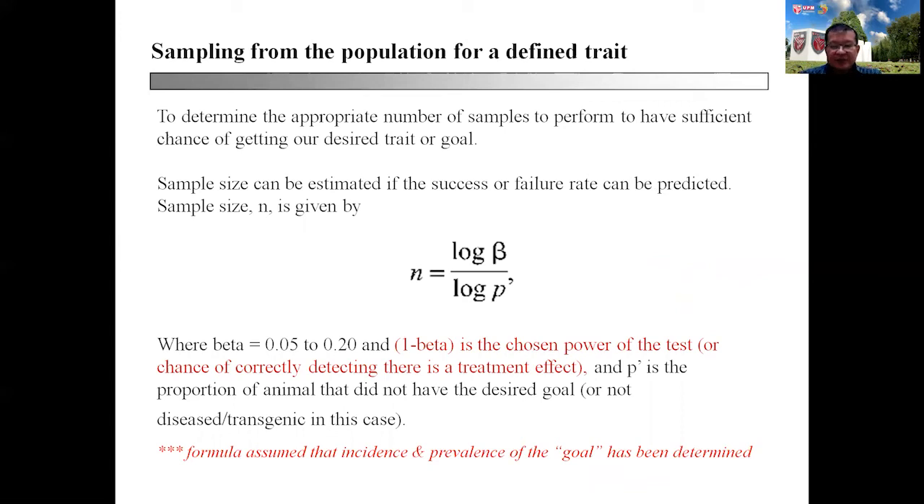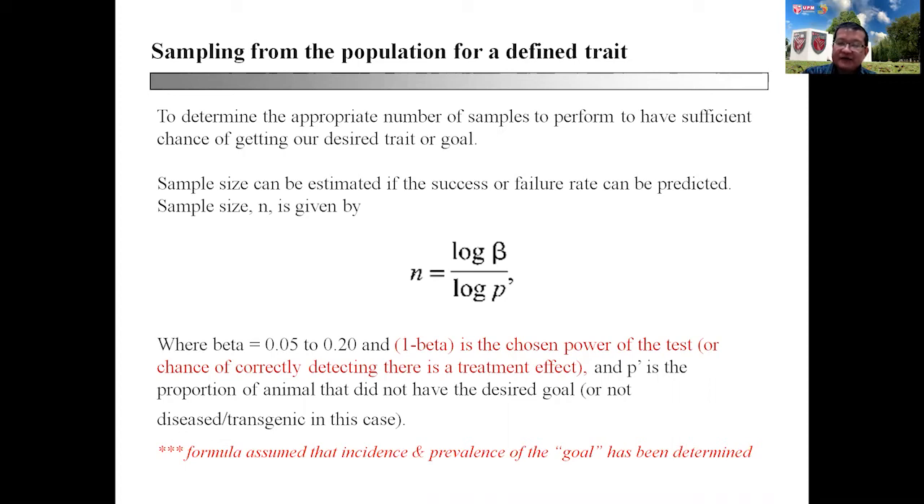Now, if you were to sample from a population for a defined trait, there is actually a formula for it, which is given by Dell 2002. This formula is depicted on the screen. It is important if you are trying to determine the appropriate number of samples to have a sufficient chance of getting your desired trait or goal. Based on that, the sample size can be estimated if the success or failure rate can be predicted.